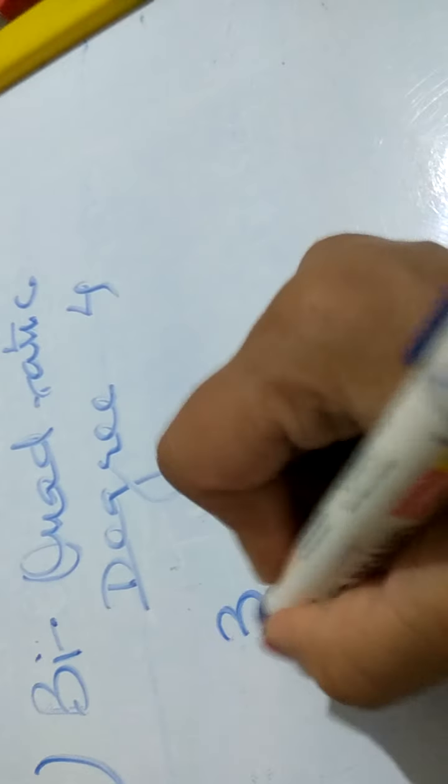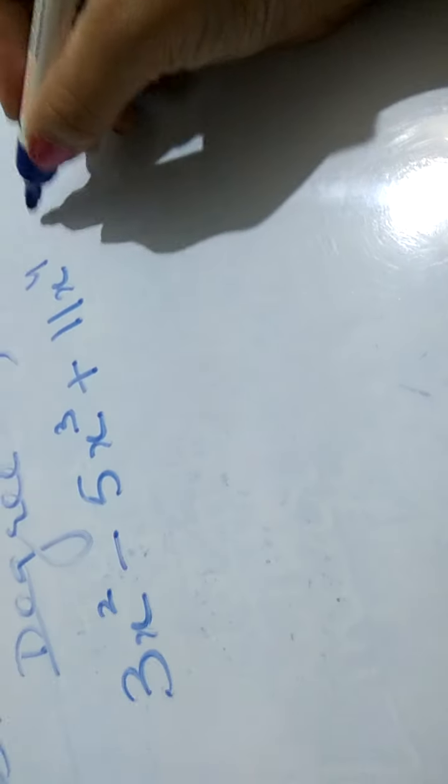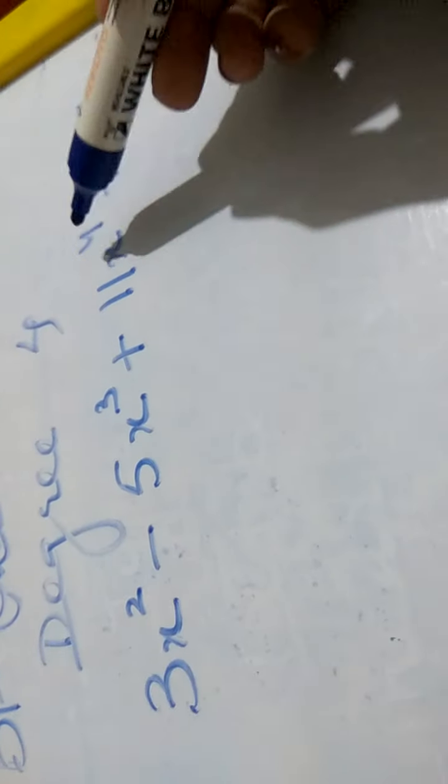Then we have the biquadratic polynomial, where the degree is 4. We can write the terms in any order. We have to just identify the highest power of the variable. Like I can write it as 3x square minus 5x cube plus 11x^4 plus 17. So the highest powers of the variable are 2, 3, 4 and 1, so the degree is going to be 4. So this is called a biquadratic polynomial.